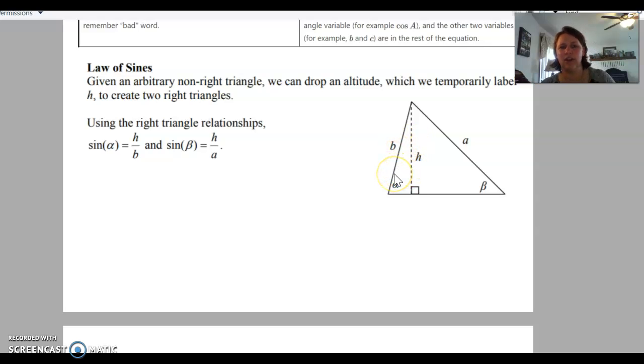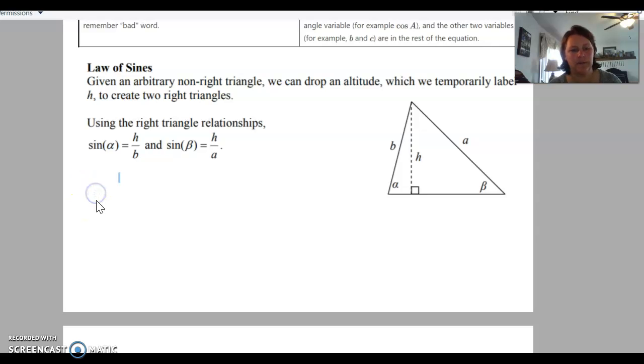If we have right triangles, we can go ahead and just use sine. Using the right triangle relationships, the sine of alpha, since sine is the opposite over the hypotenuse, is equal to h over b, and sine of beta is equal to h over a. From there, let's solve both of them for h and set them equal to each other, and I'll show you how we come upon the law of sines.